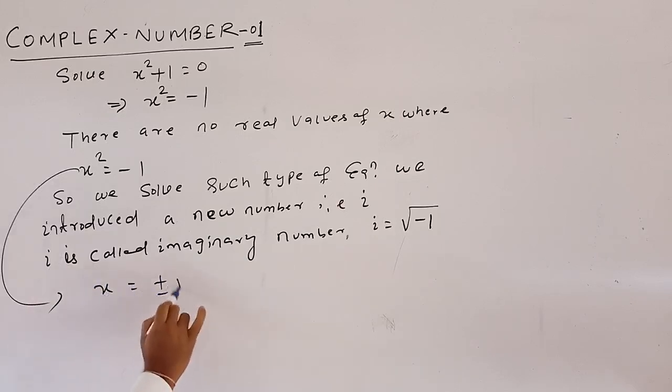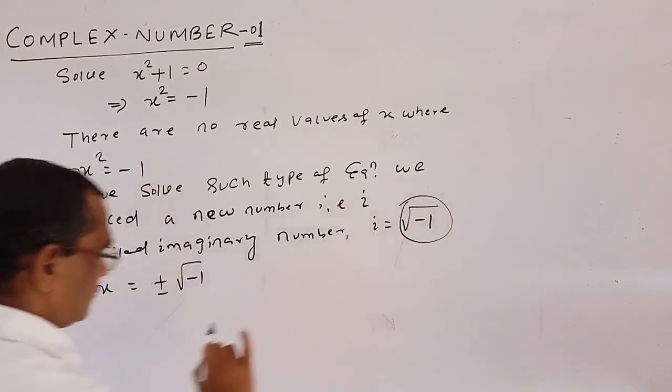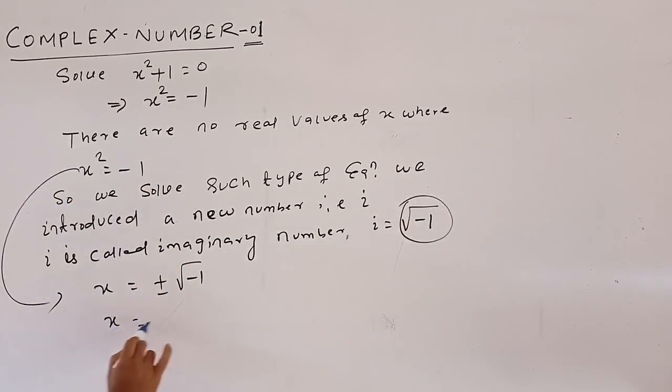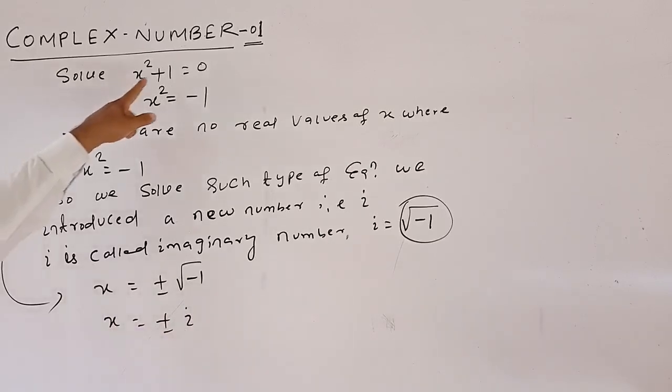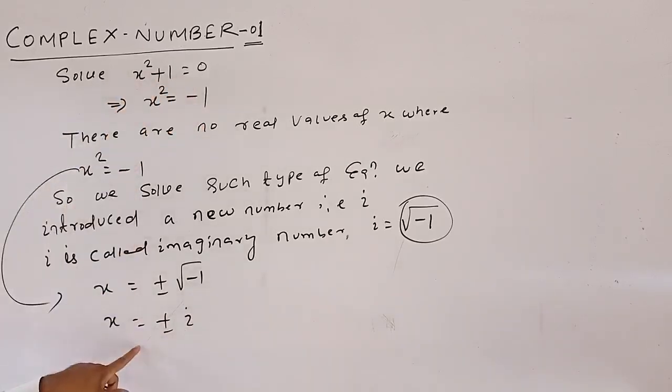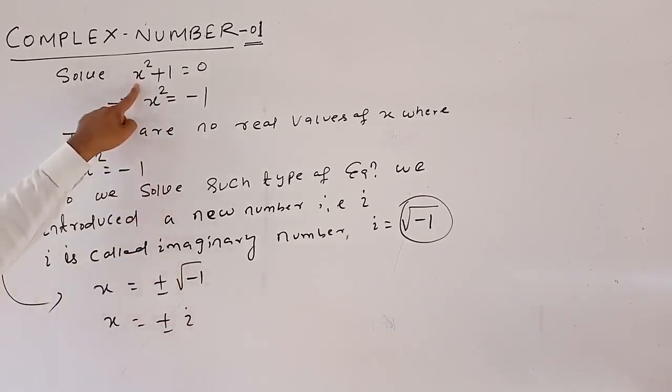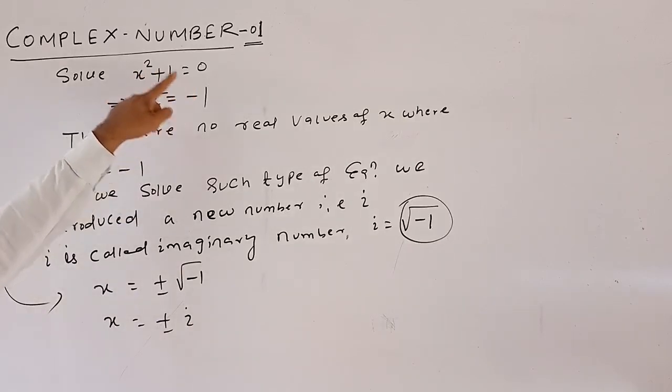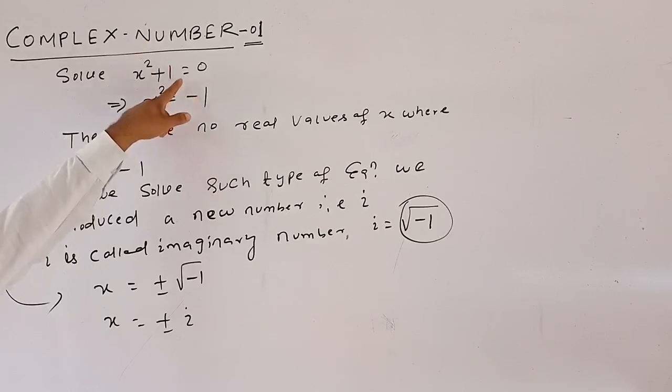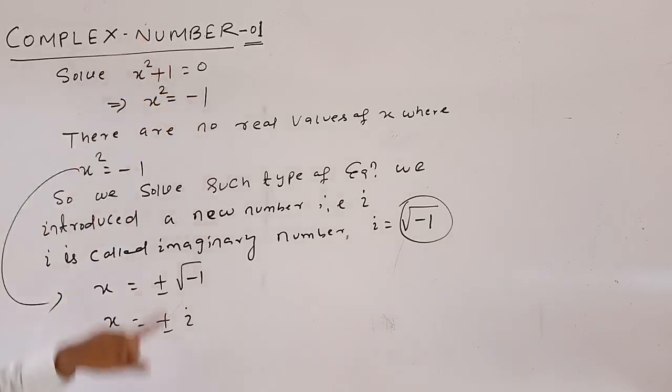So x square plus 1 equal to 0 means x square equal to minus 1, that is x equal to plus or minus root over minus 1. But root over minus 1 equal to I. So x equal to plus or minus I. So its solution is x equal to I and minus I. These are the imaginary solutions. There is no real solution in that case. Here the imaginary solutions are I and minus I.